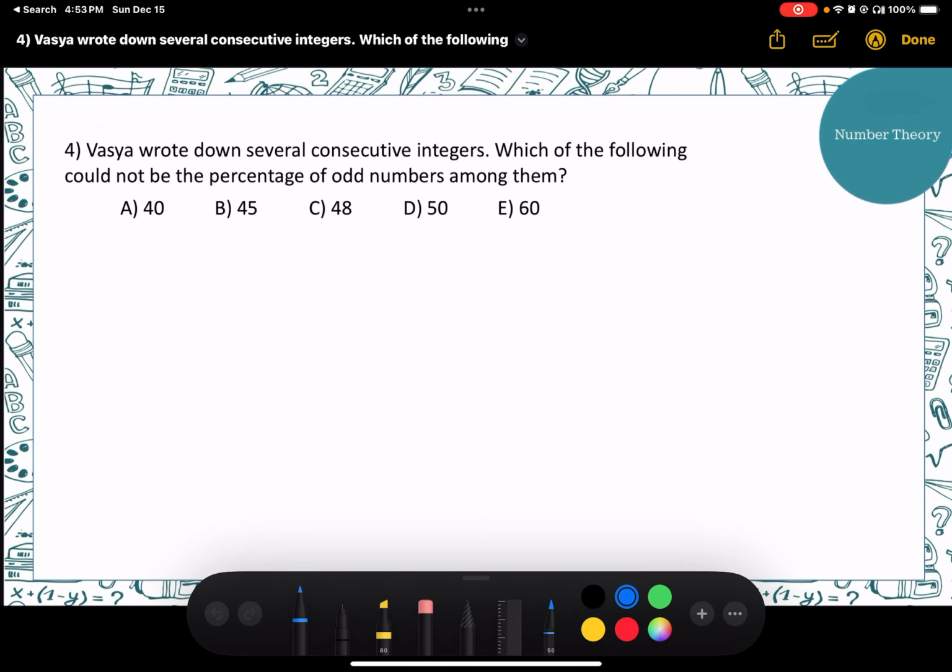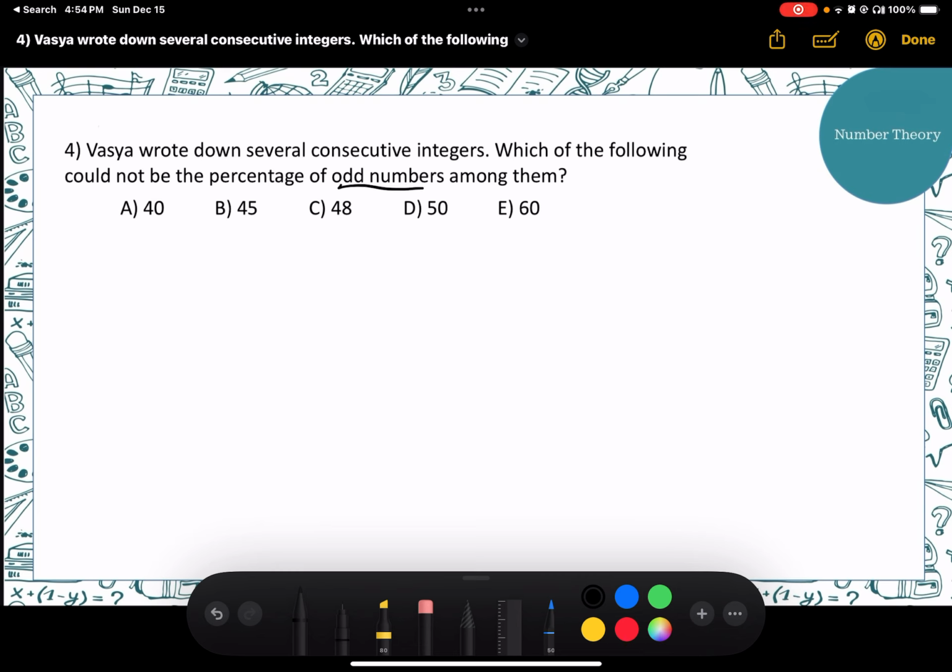So Vasya wrote down several consecutive integers. Which of the following could not be the percentage of odd numbers among them? You can pause the video now if you want to try it. Okay, I'll solve it now. Which of the following could not be the percentage of odd numbers among them?